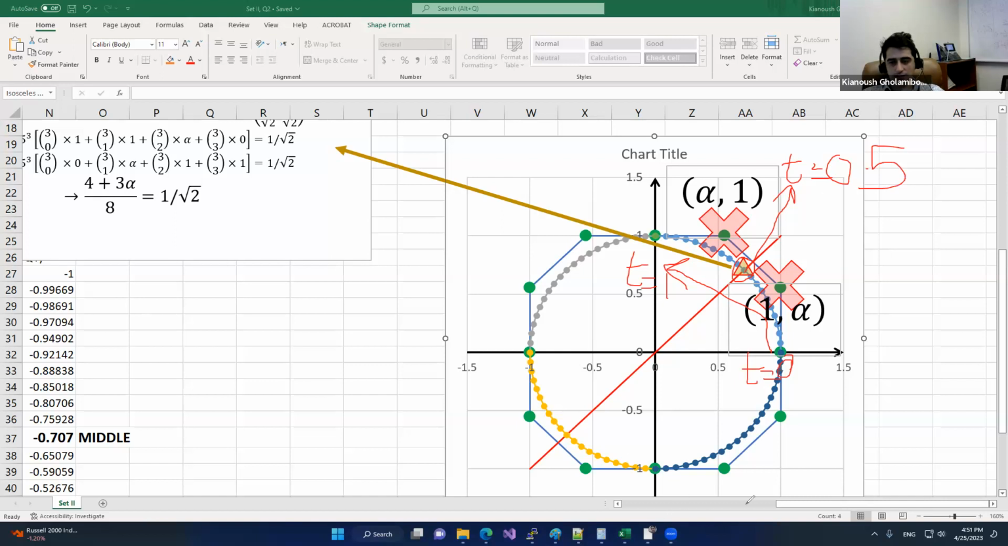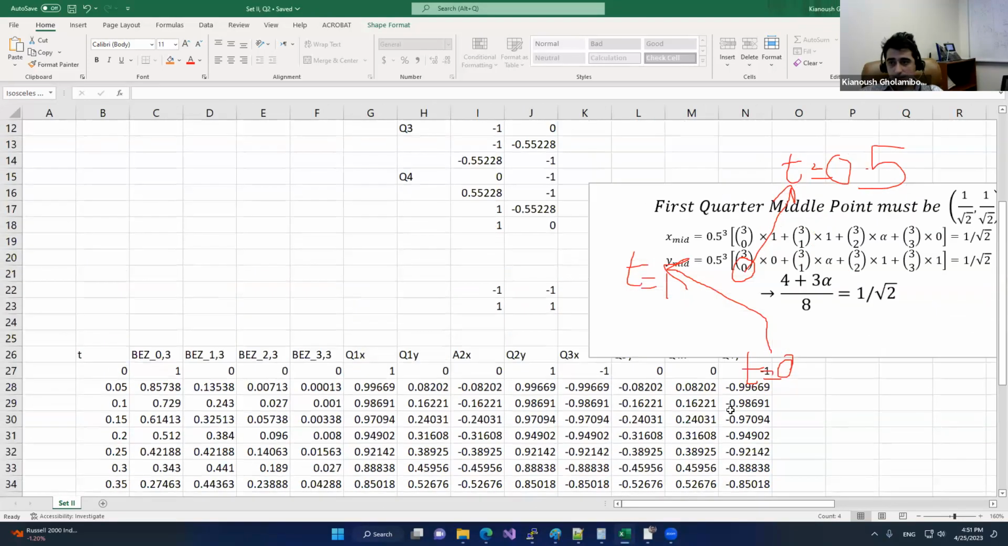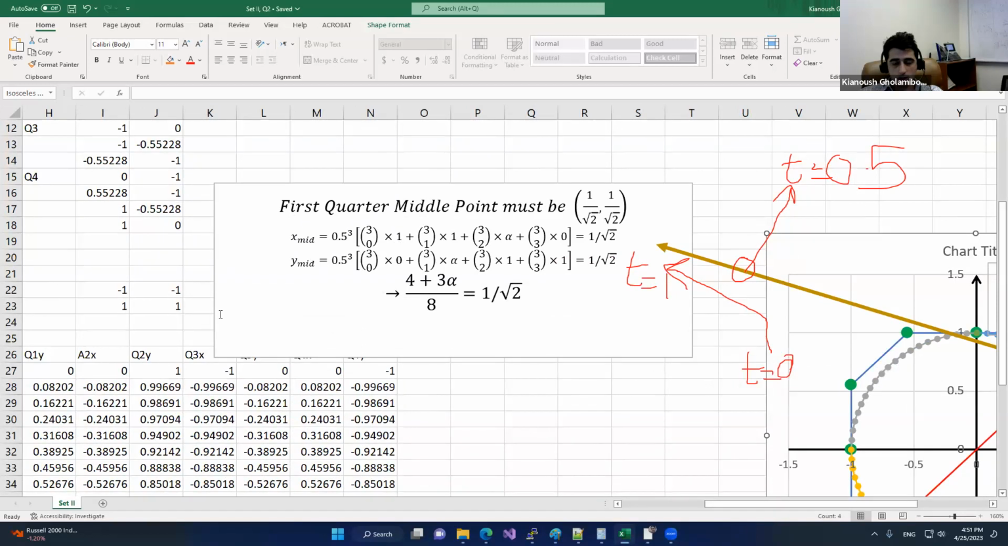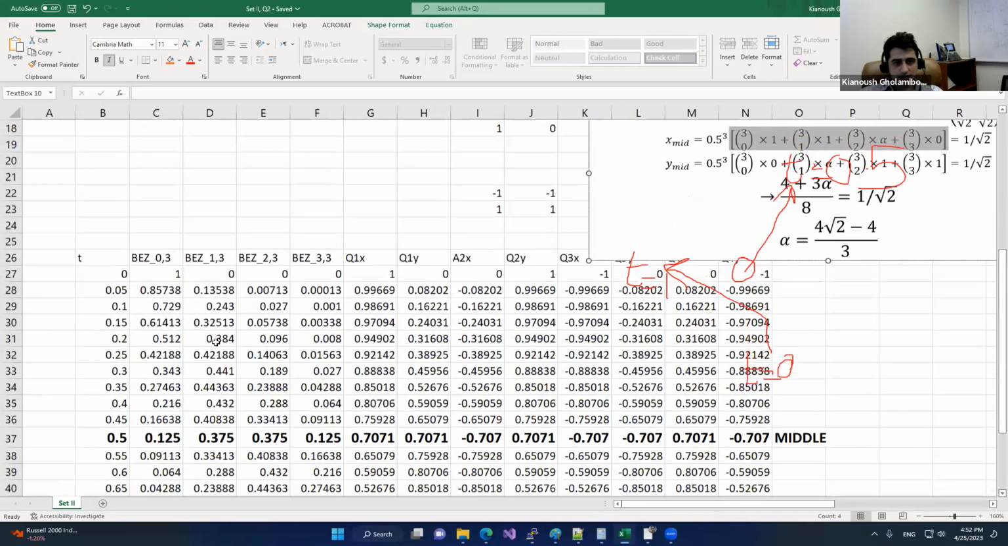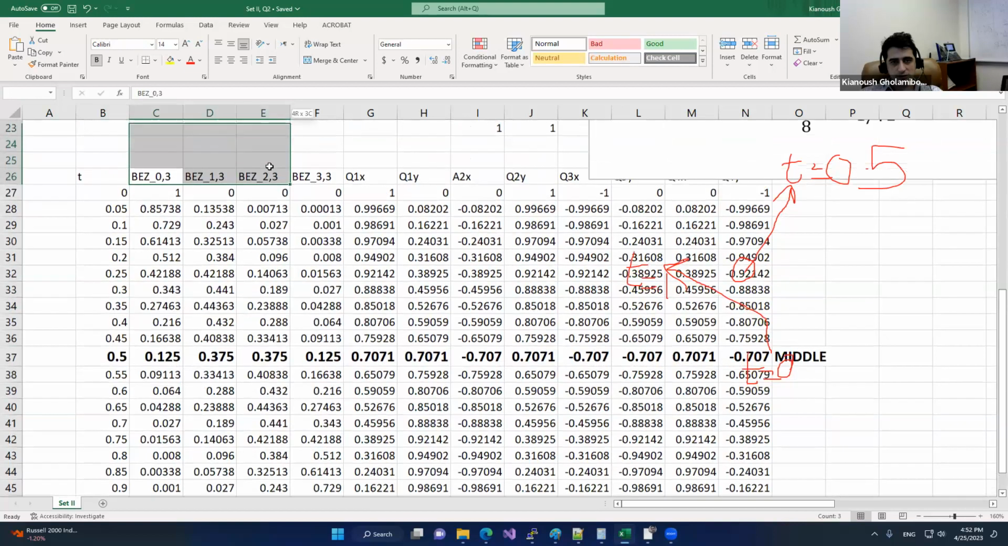So this is going to create a nice equation, I should say, to find the variable alpha, right? So in order to do that, I have done this. I said I know what the blending functions are. I'm going to use the blending functions for the Bezier curve by setting t equal to 0.5. This is a table that changes t from 0 all the way to 1. When t is equal to 0.5, the values of these blending functions are going to be 12.5%, 37.5%, 37.5%, 12.5%.